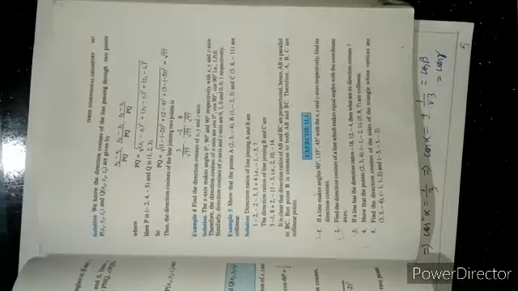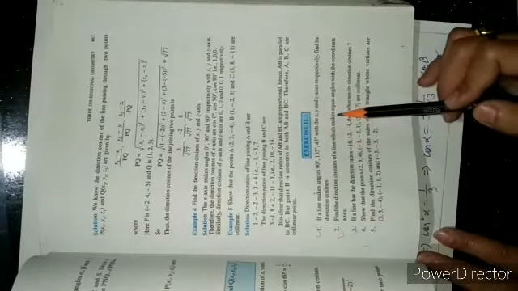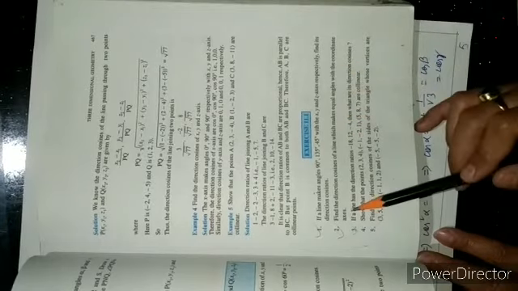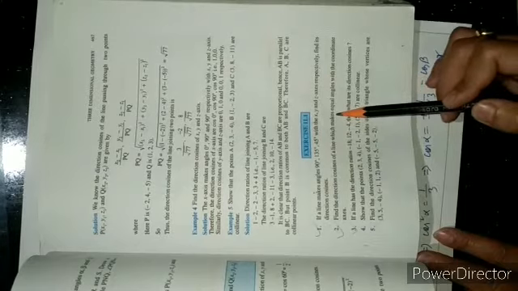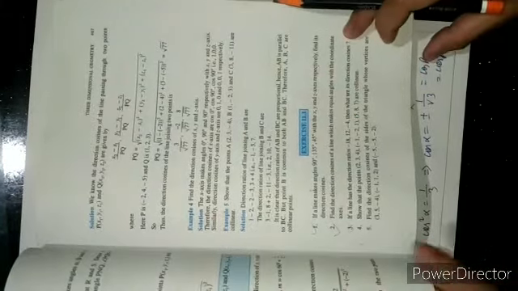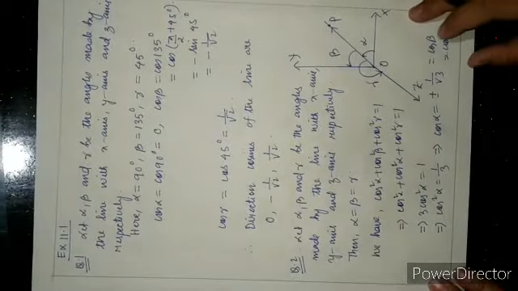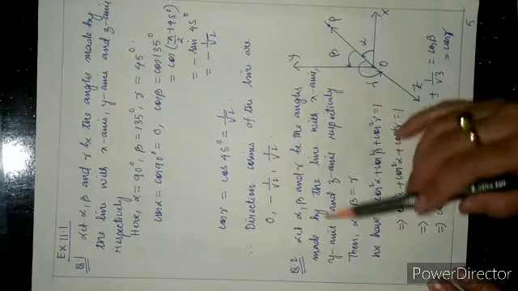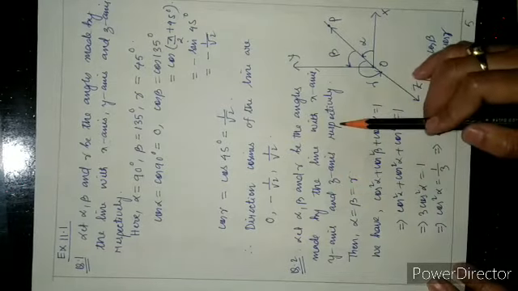Next question, question number 12. Find the direction cosines of a line whose makes equal angles with the coordinate axes. Let alpha, beta and gamma be the angles made by the line with x-axis, y-axis and z-axis respectively.